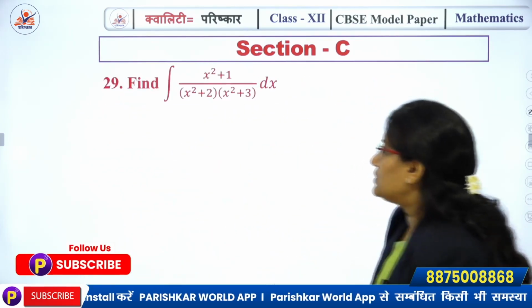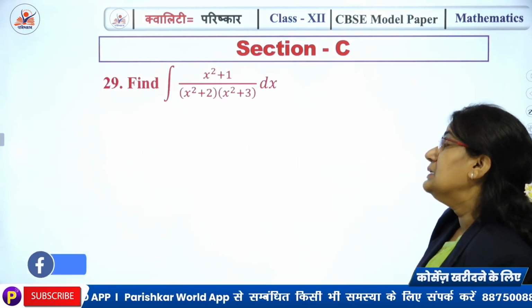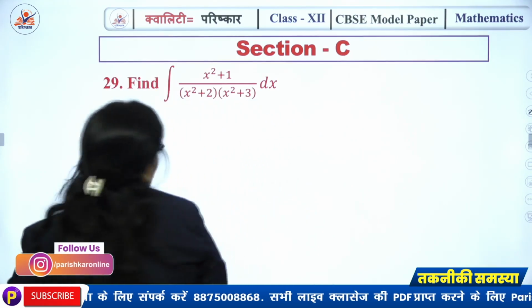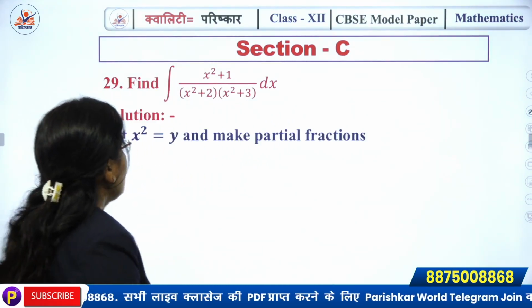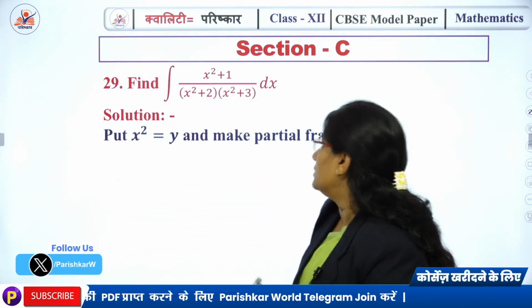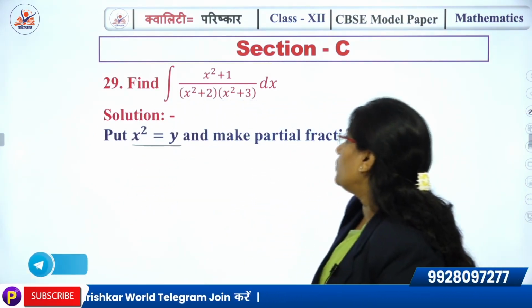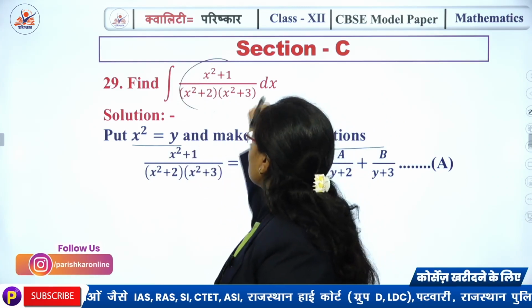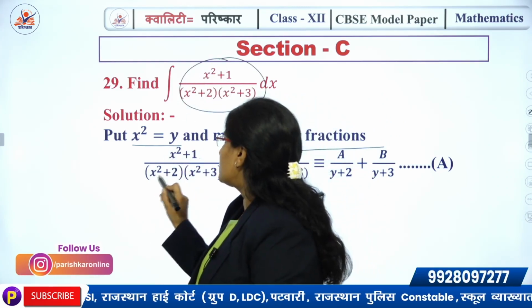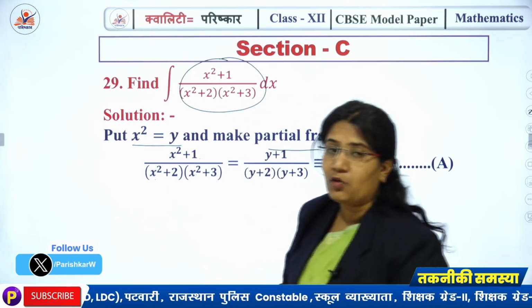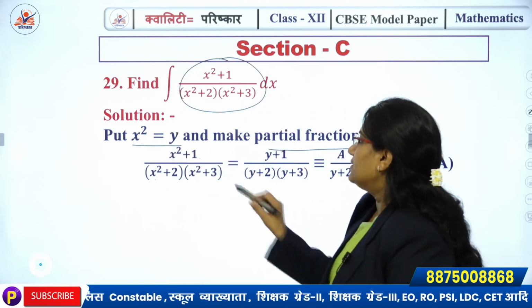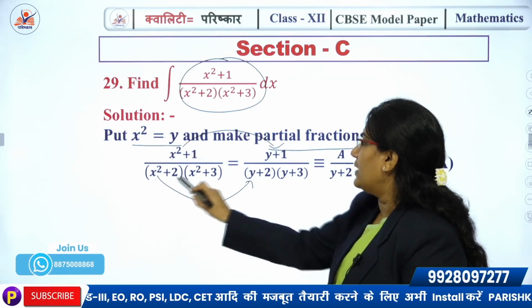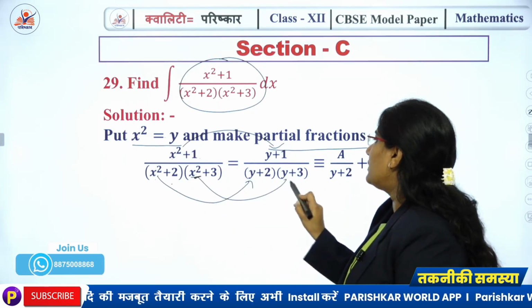Let's come to the next question, students. Find integration of x square plus 1 upon x square plus 2 into x square plus 3 dx. First of all, we'll put x square equal to y to make a partial fraction. Students, here the given fraction is x square plus 1 upon x square plus 2 dot x square plus 3. Now put the value of x square equal to y. That means y plus 1, y plus 2, y plus 3.